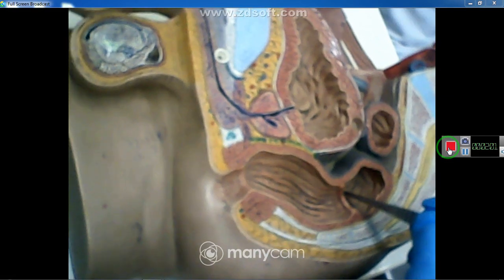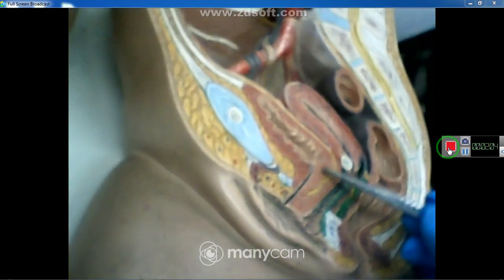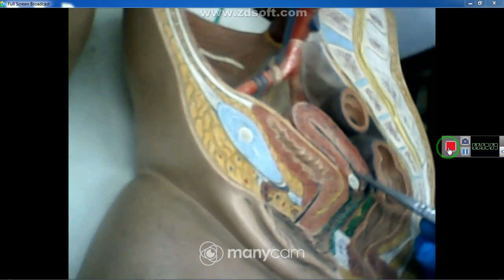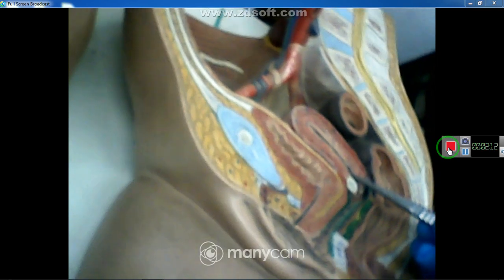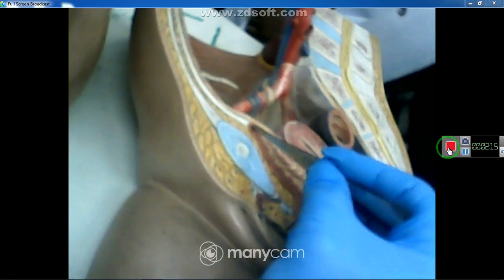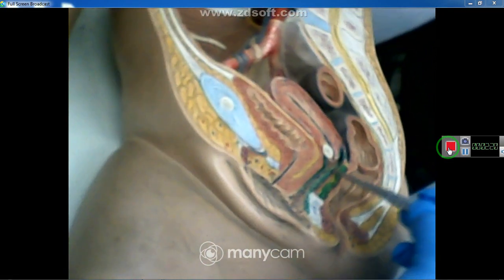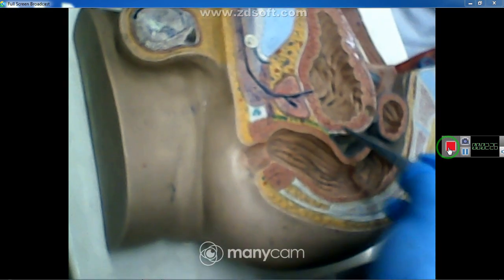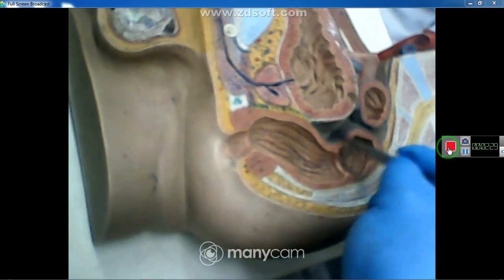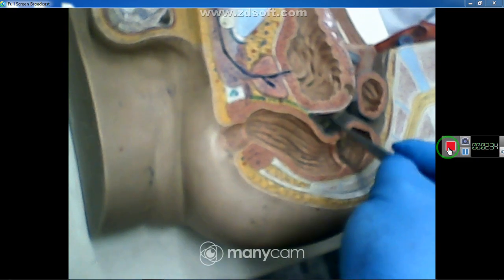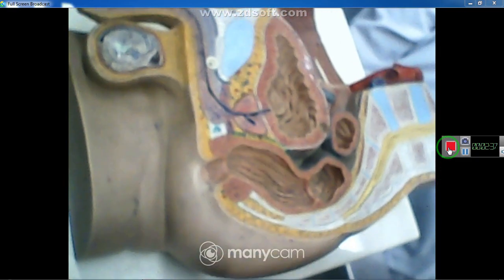This is in male. In female, the base of urinary bladder is related posteriorly to the vagina and the lower part of the uterus, which is the cervix of the uterus. So the apex is connected by the urachus to the umbilicus. The base is related posteriorly to the vagina and to the cervix of the uterus in female, while in male, posteriorly, the urinary bladder is related to the rectum, separated from it by the vesical pouch.